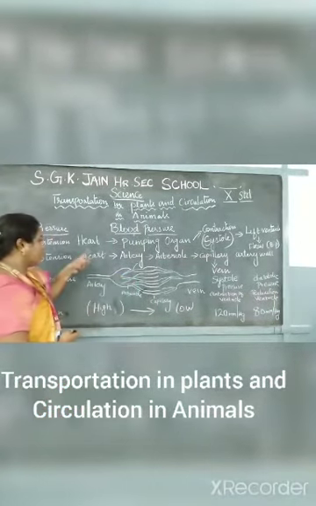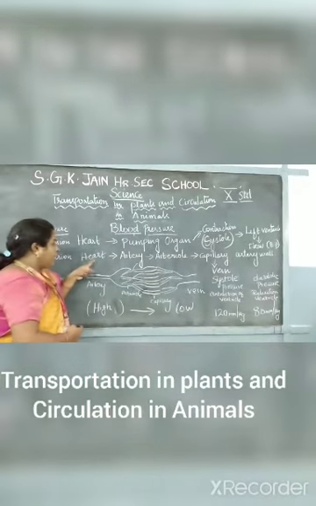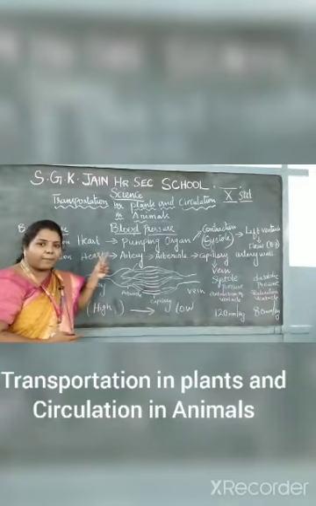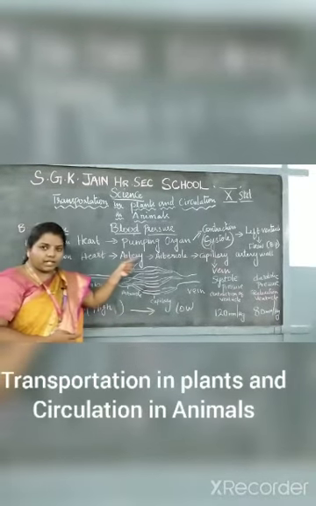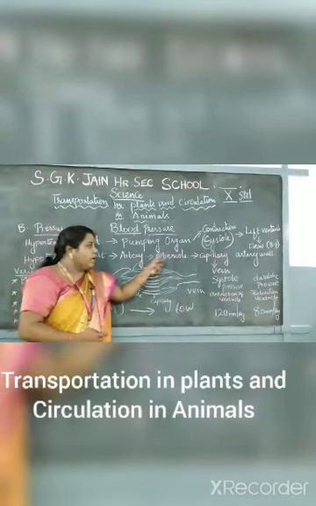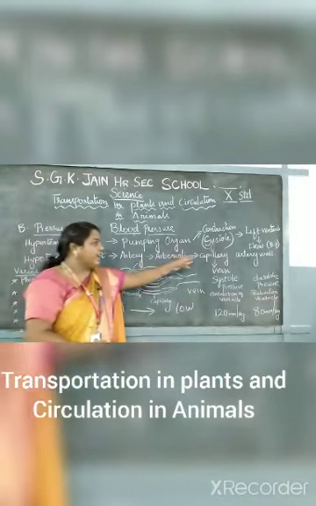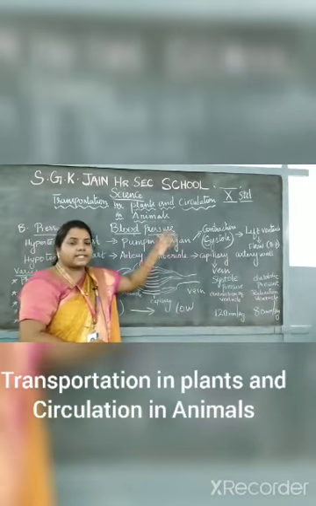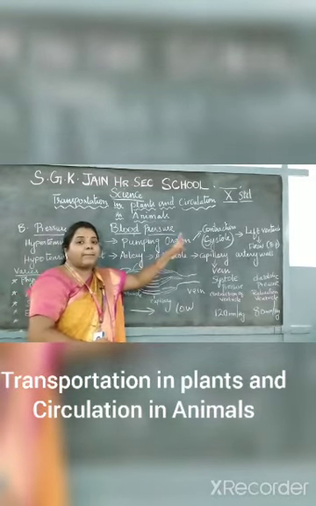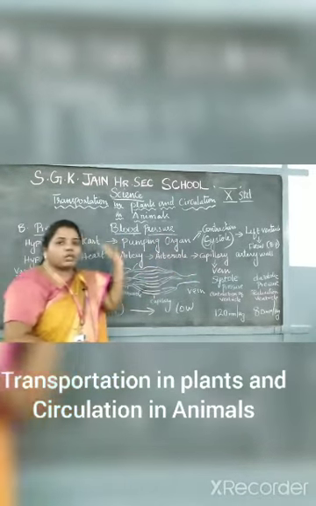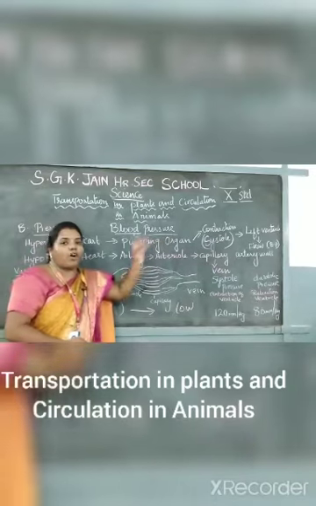Okay. So from the heart, during the contraction, the blood flows from the heart to the arteries, then from the arteries to the arterioles, then from the arterioles to the capillaries. The end of the artery capillaries and the vein capillaries are connected, and again it gets into the veins. So here is the flow of blood.